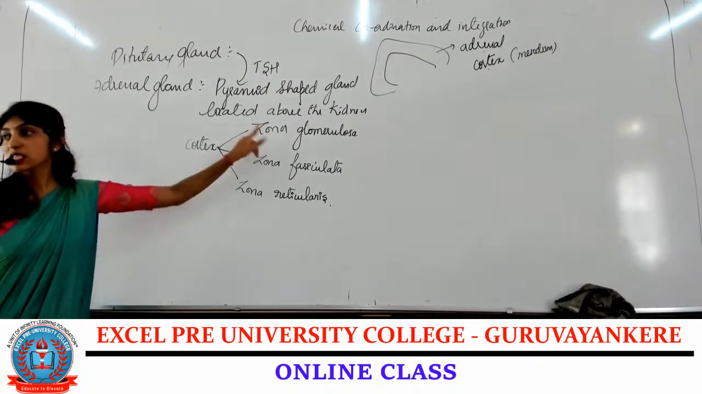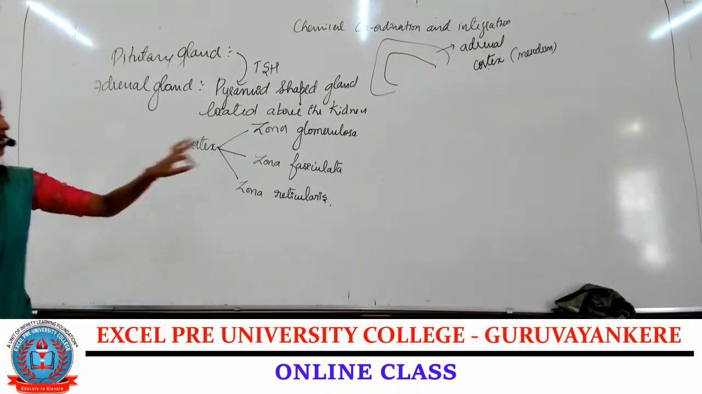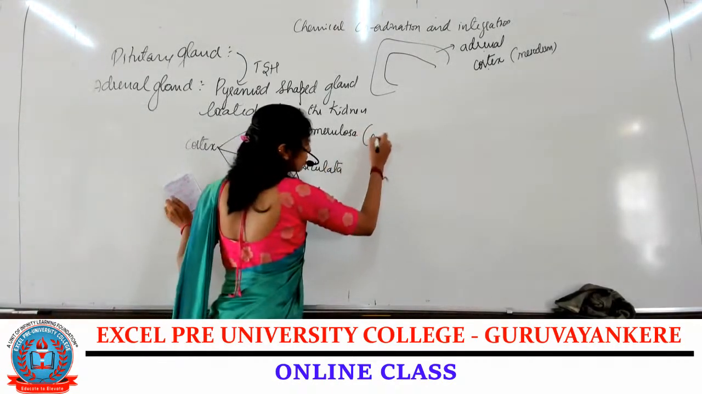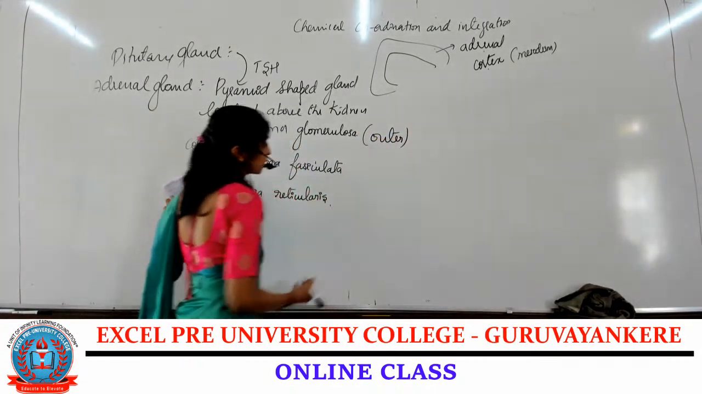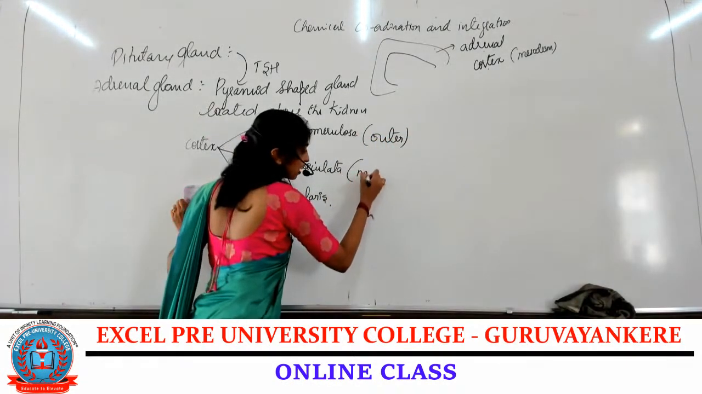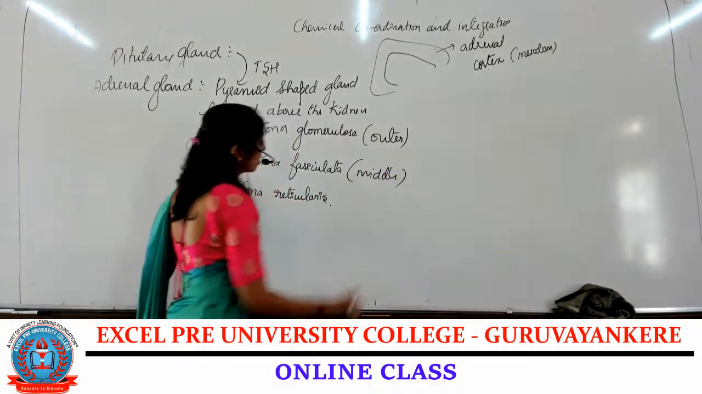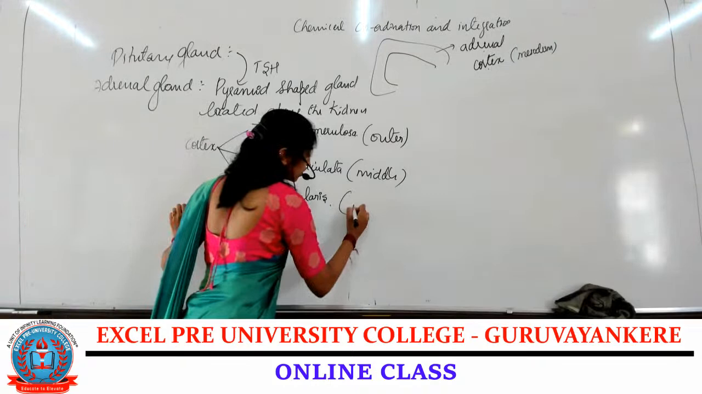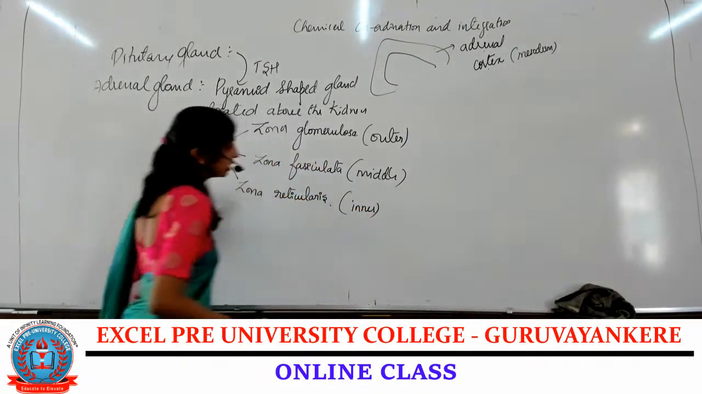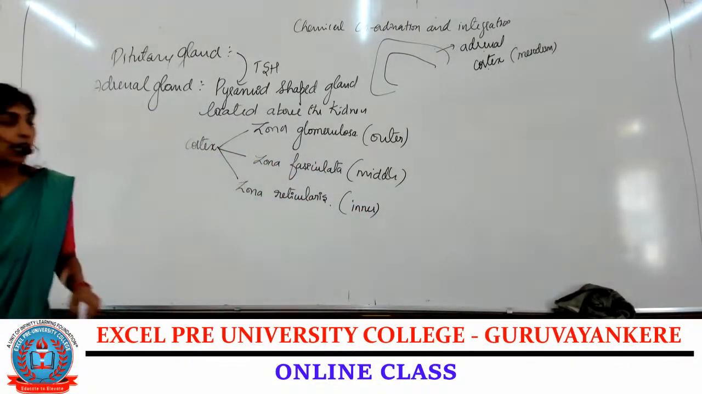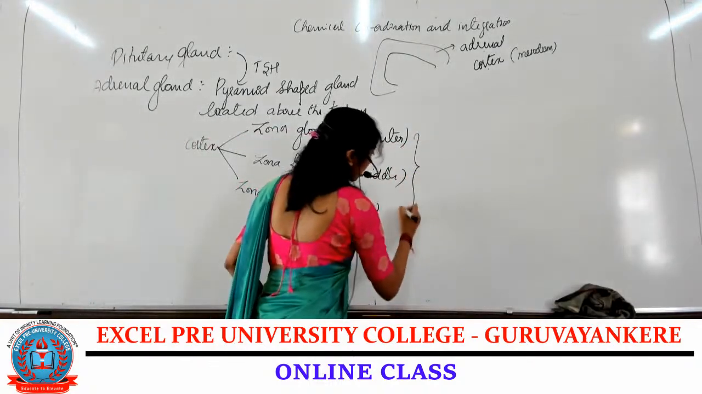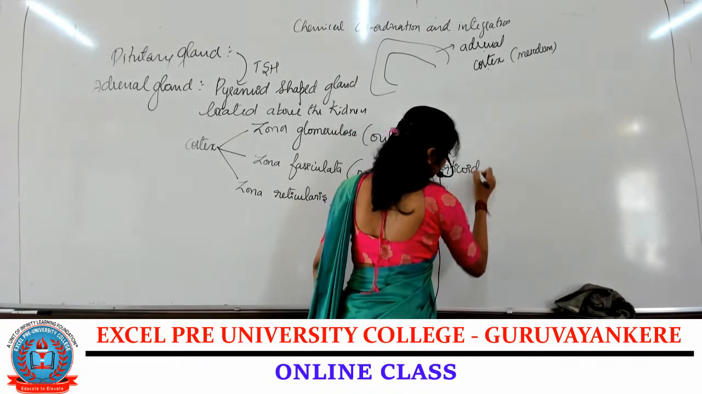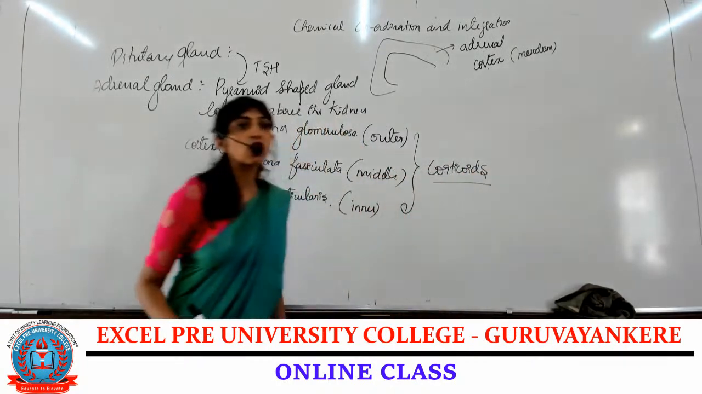The adrenal cortex is mainly divided into 3 regions. The outermost region is called zona glomerulosa. The middle region is zona fasciculata, and zona reticularis is the inner region. These 3 regions secrete hormones, which are called corticoids.